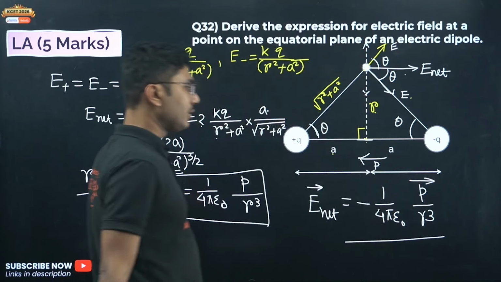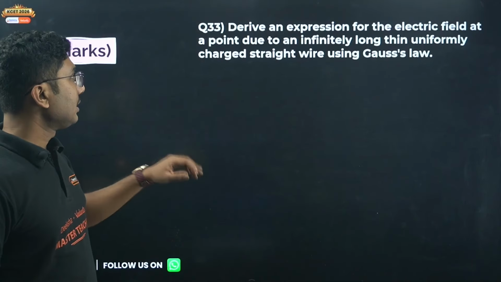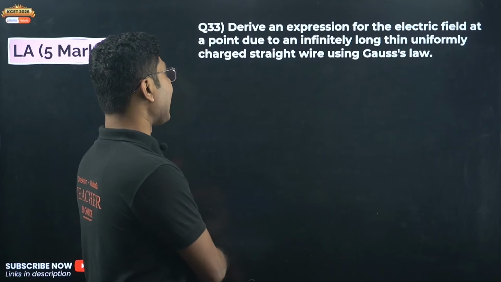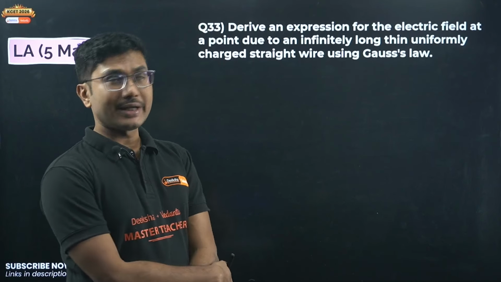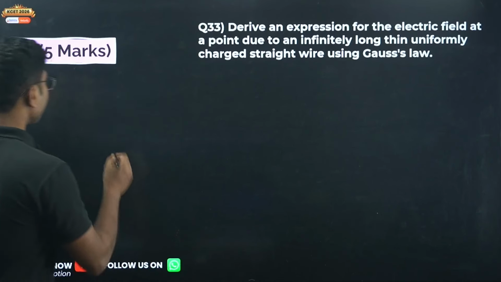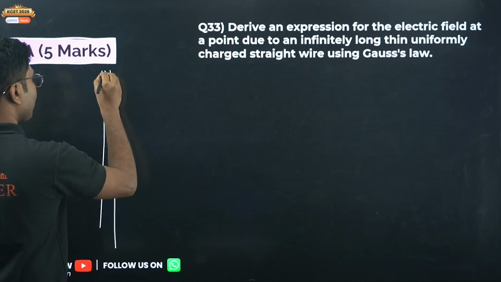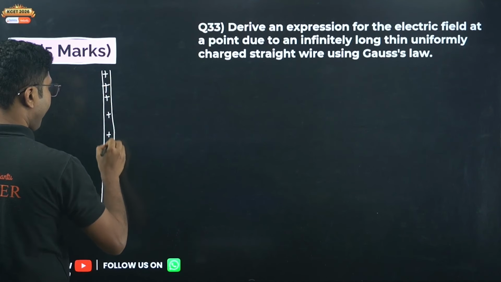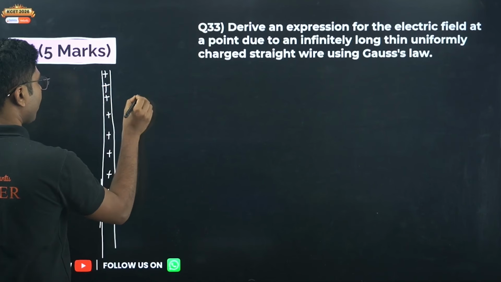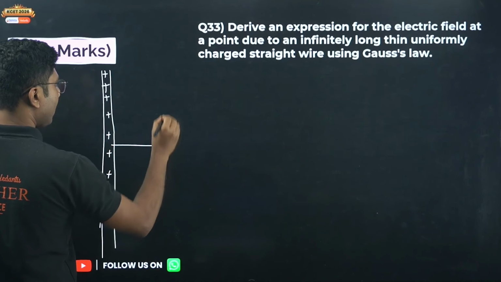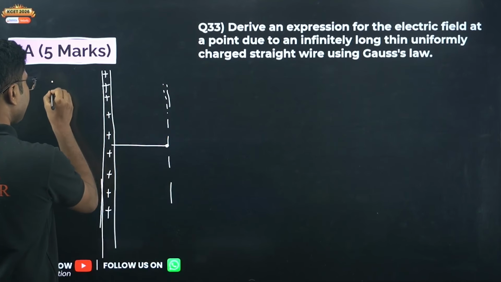Another way, also if you write it, the teacher will be impressed and they will give you full marks. Now next, derive an expression for electric field at a point due to an infinitely long, thin, uniformly charged straight wire using Gauss law. So we have a straight wire, infinitely long, charged, say positive charge, and we are trying to find the electric field at some point P. So for that, first of all, suppose this is my P point, we have to construct an imaginary cylindrical Gaussian surface.